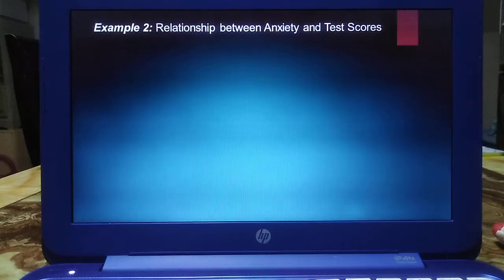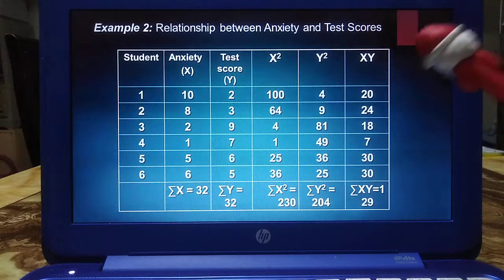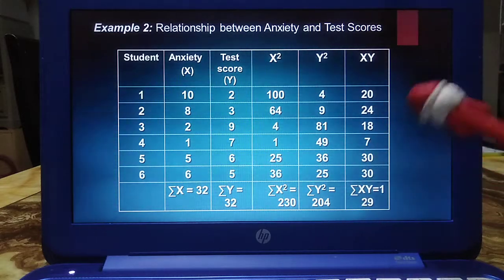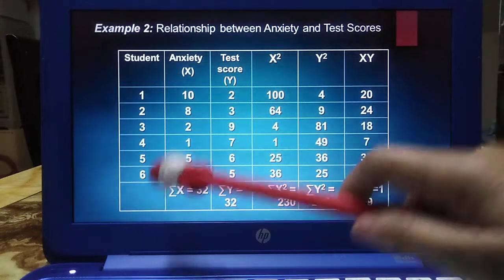Okay, let us look at the second example. So, the relationship between anxiety and the test scores. This is now our table. Again, we have 6 data.